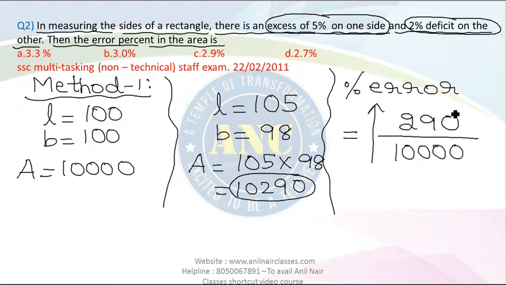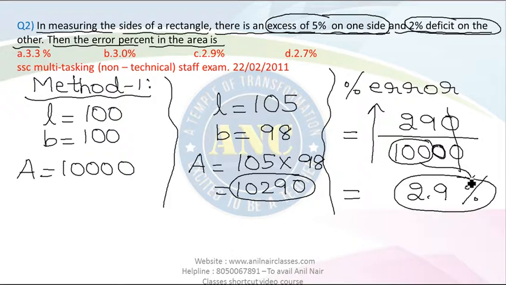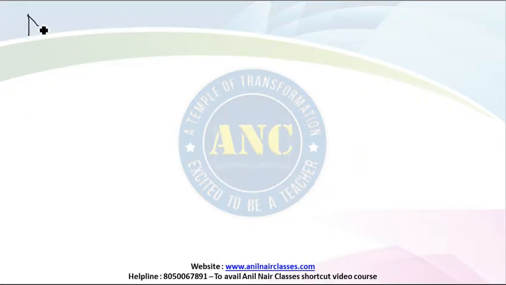Now can I say that this 0 will cancel? Percentage, if I want to put the percentage symbol, then the denominator should be 100. This 100 I will replace by the percentage symbol. 29 divided by 10 is 2.9. That means percentage error in the area of the rectangle is 2.9%. This is method 1 by using length and breadth as 100.